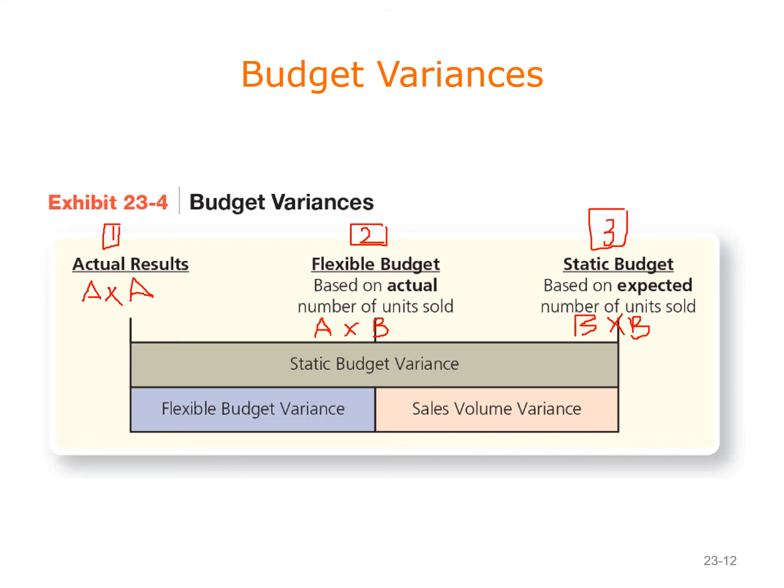The difference between actual and static is the static budget variance. The difference between actual results and the flexible budget is the flexible budget variance. And the difference between the static and the flexible is the sales volume variance. This means that the static budget variance is equal to the flexible budget variance plus the sales volume variance. And this is what we just said in the previous part.